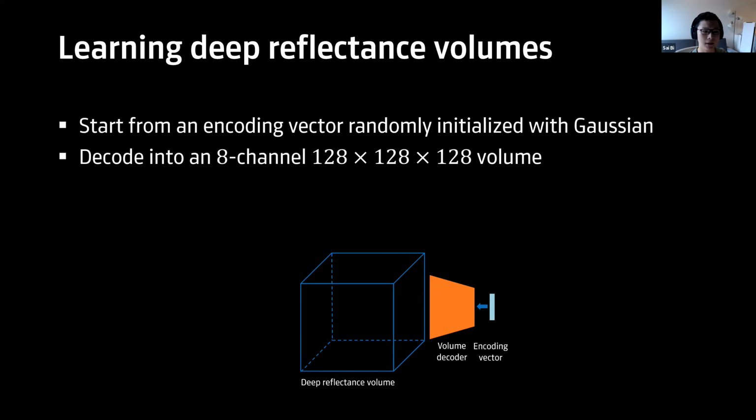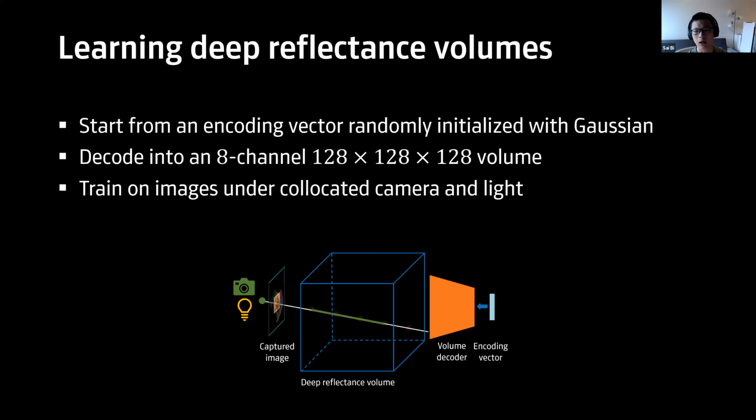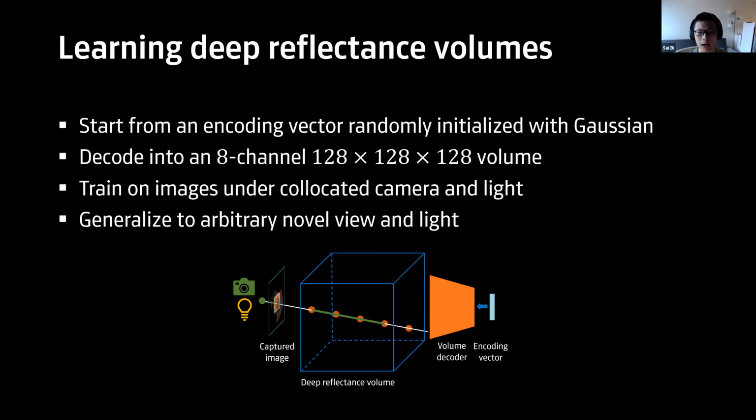As mentioned previously, we train the networks on images captured with collocated camera and light. In this case, the camera ray and light ray at each point would be identical. Therefore, a single pass of ray marching is needed to get the color of that ray. While we train the networks on collocated images, the learned deep reflectance volume can generalize to arbitrary novel viewpoint and lighting due to the utility of the physically based reflectance function.